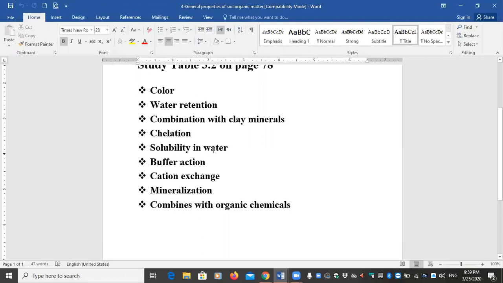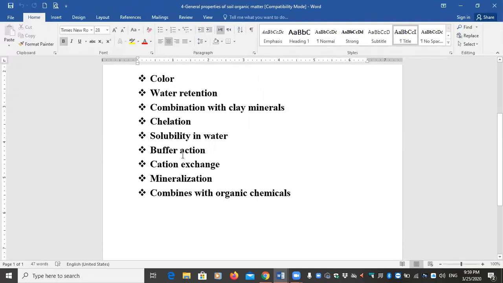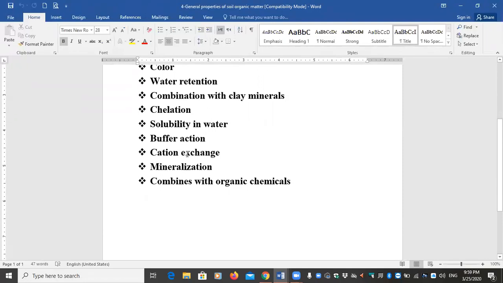So it has a buffer, just like when we talk about pH buffer, resistance to change. This is the buffer action, resistant to change of certain things in the soil. Cation exchange: the organic matter has very high negative charge and very high cation exchange capacity, much higher than even silicate clays. So it adds a lot to the fertility of the soil.